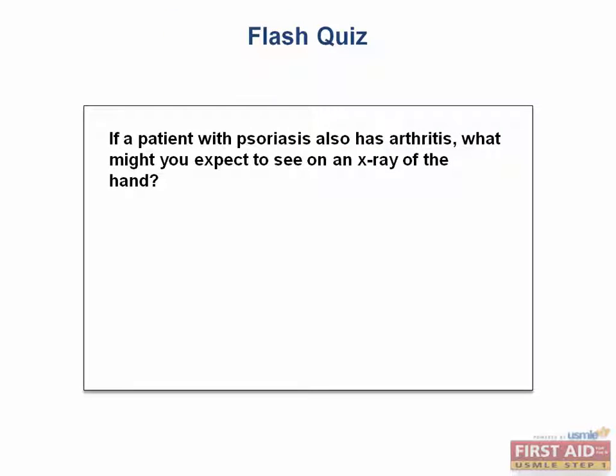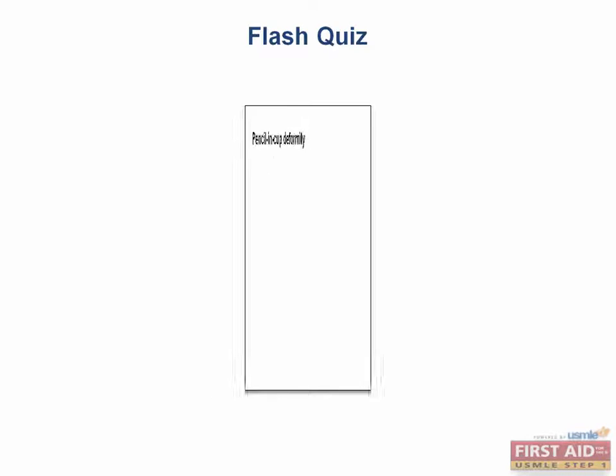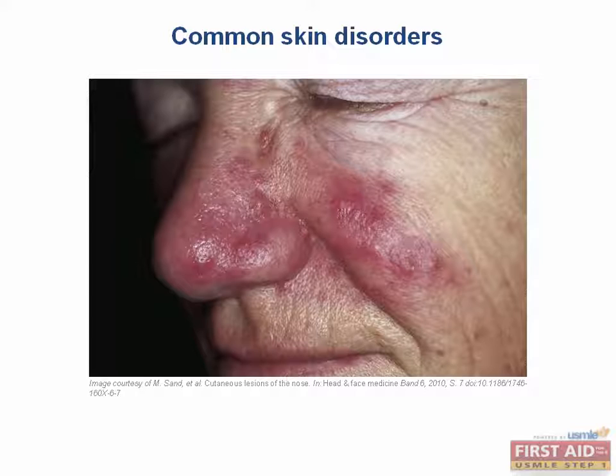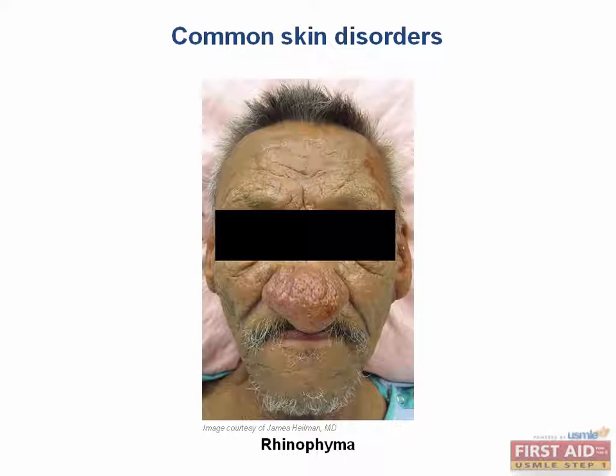Flash quiz. If a patient with psoriasis also has arthritis, what might you expect to see on an X-ray of the hand? Pencil and cup deformity. Okay, so what is this? This is rosacea. Now what is rosacea? It's an inflammatory process that results in erythematous papules and pustules without comedones, as seen in acne. Some patients who are prone to facial flushing also have rosacea. What happens if it goes on chronically? You may see patients with rhinophyma, as seen here.